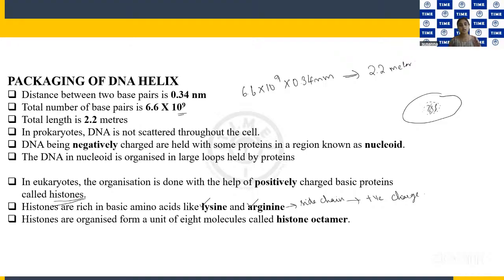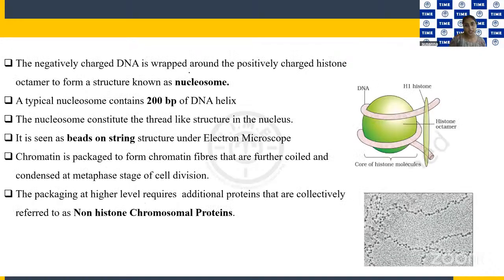Histones are organized to form a unit of 8 molecules called histone octamer. So that is actually the structure of the histone. It's like a football: you have a ball made up of 8 molecules, and it is called the histone octamer. Is it clear? Right. So the negatively charged DNA is wrapped around the positively charged histone. The histone, the protein to which the DNA is attached, is positively charged due to the presence of the basic amino acids lysine and arginine.